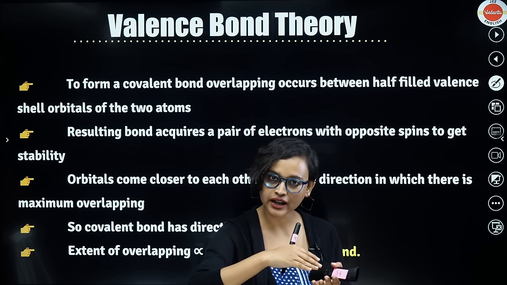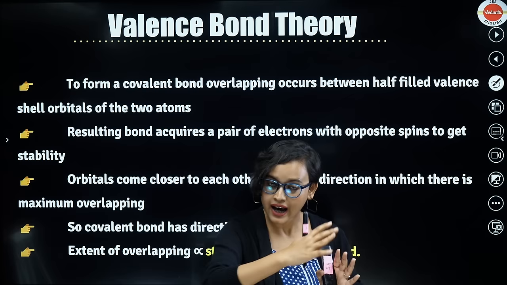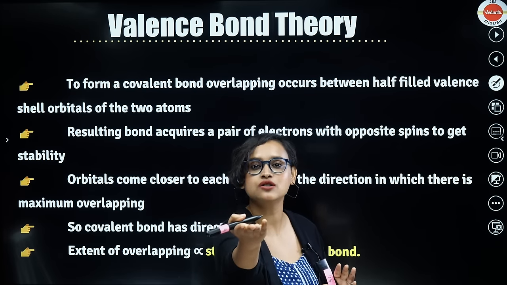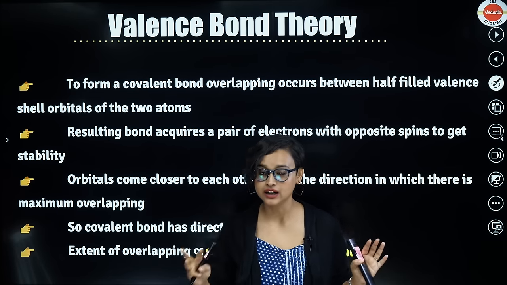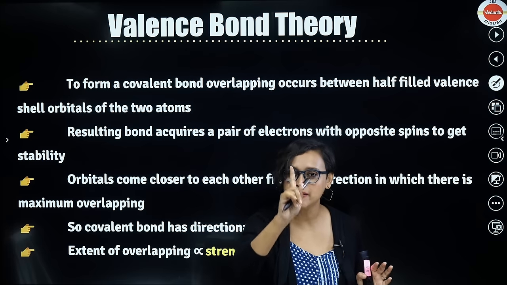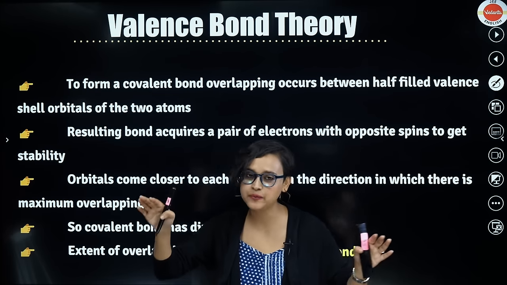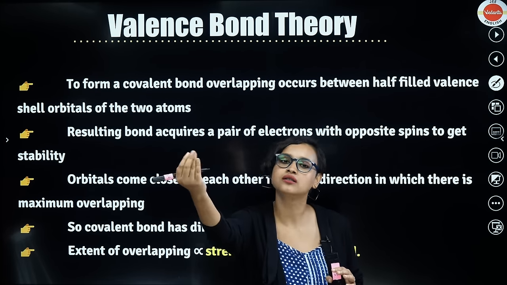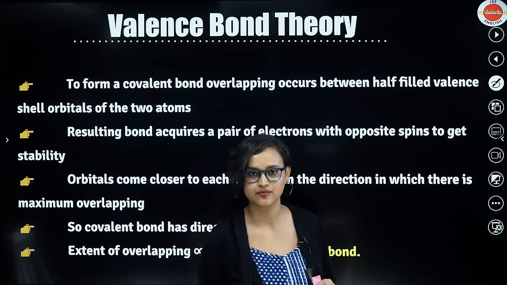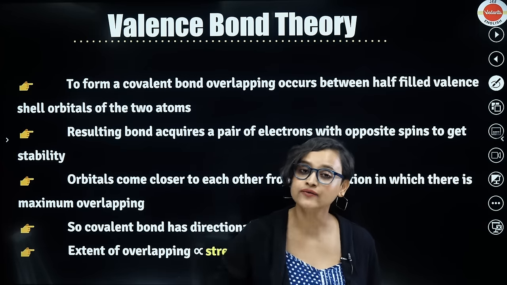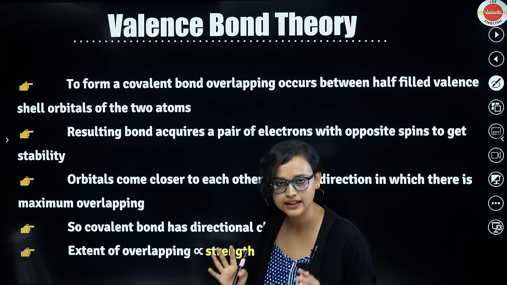They will first empty it, then they will hybridize it, and then they will give it to the other ones to fill it. This is VBT. Three things I said. First, empty the d orbital, hybridize it, and then give it for filling. Like, hey, come fill it. That's it. Now, in valence bond theory, let's read this and let's understand.